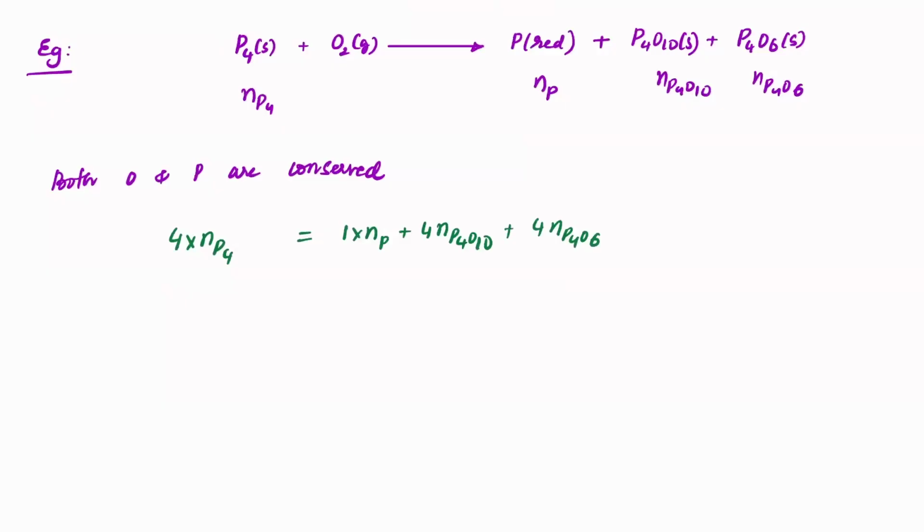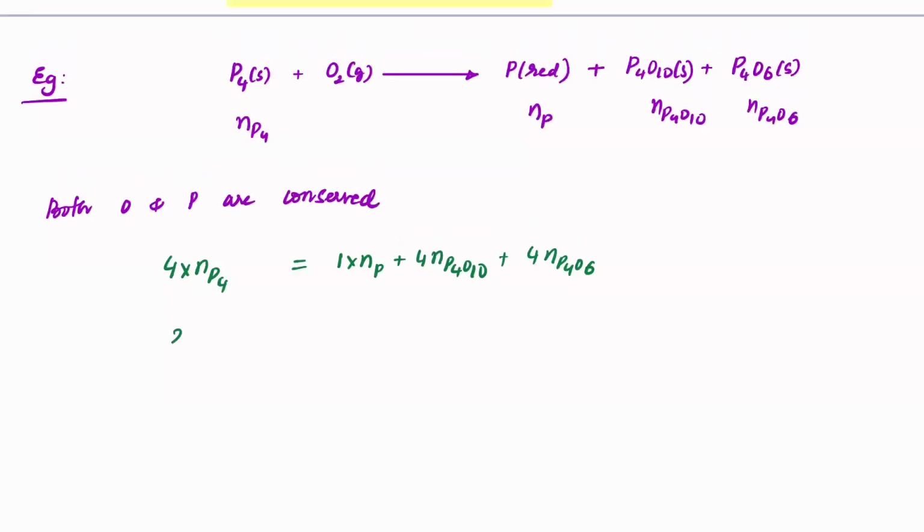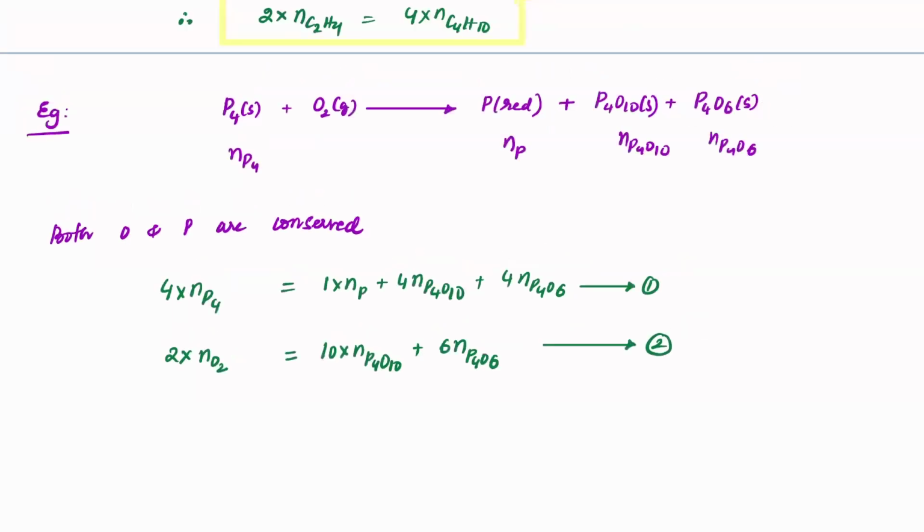Next, let me write conservation of oxygen. 2 times the number of moles of O2 is equal to 10 times the number of moles of P4O10 plus 6 times the number of moles of P4O6. So you can see two equations. Whatever the unknown, given in the question, you can use that and calculate from the known values.